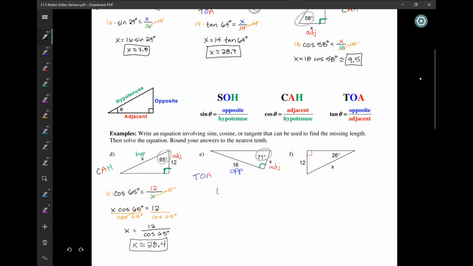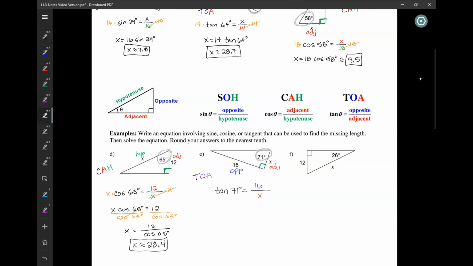So I'm going to write the equation. Tangent of 71 degrees equals opposite 16 over adjacent x. So always just look and say, okay, opposite goes on top. Which one's opposite? Adjacent goes on bottom. Which one's adjacent?